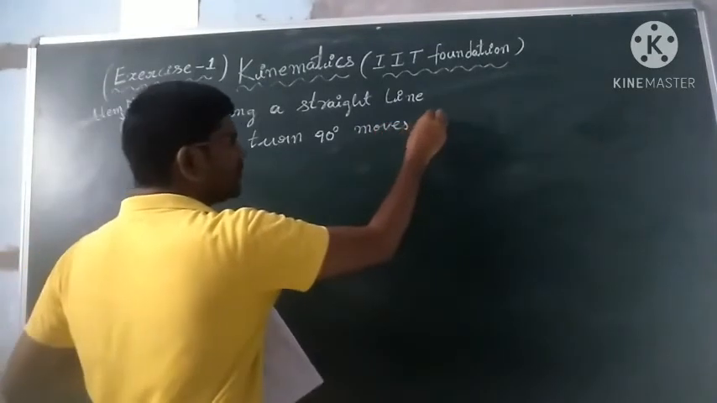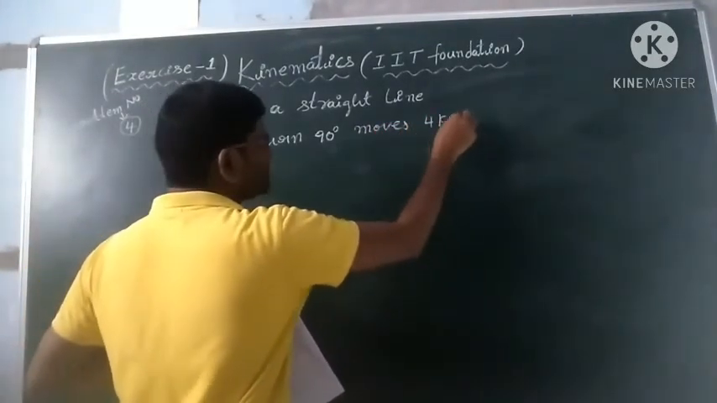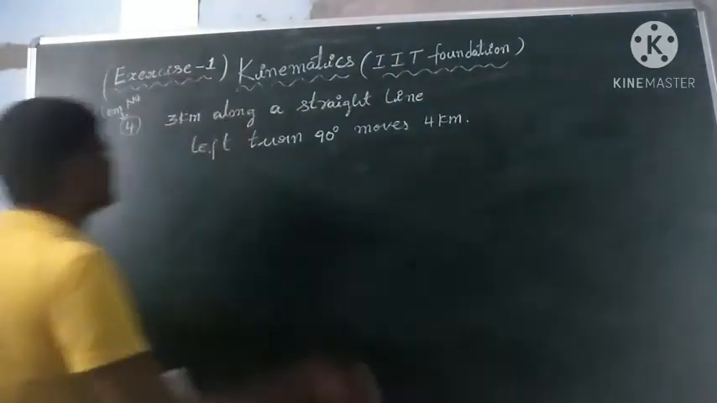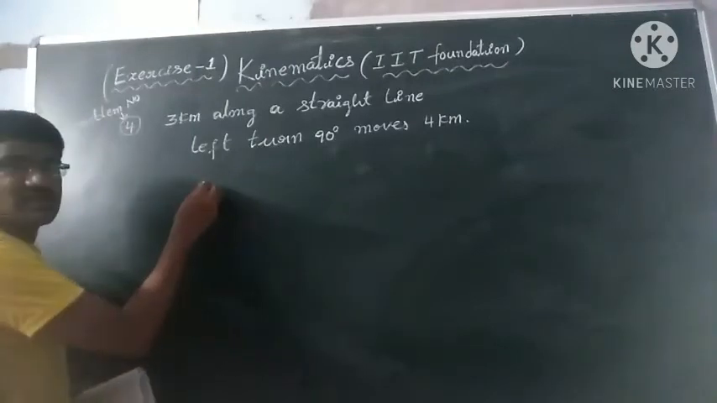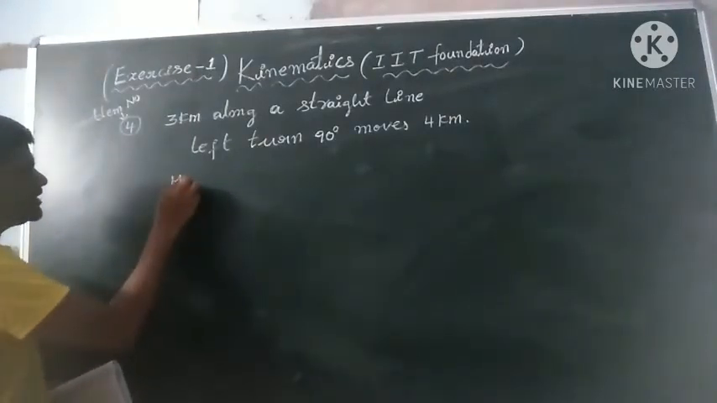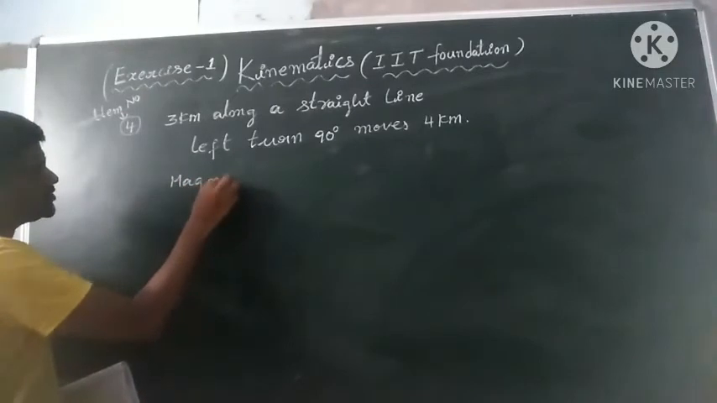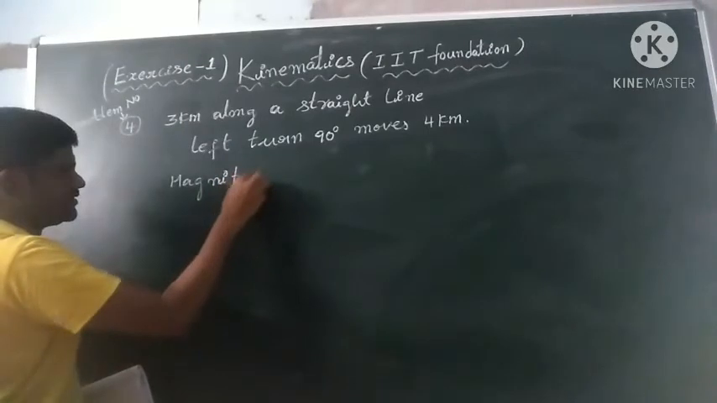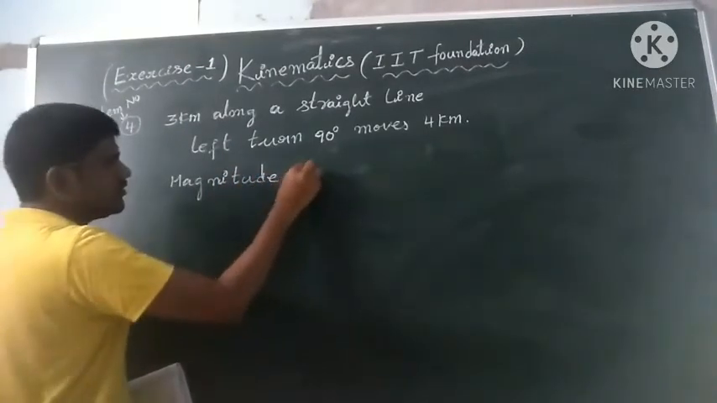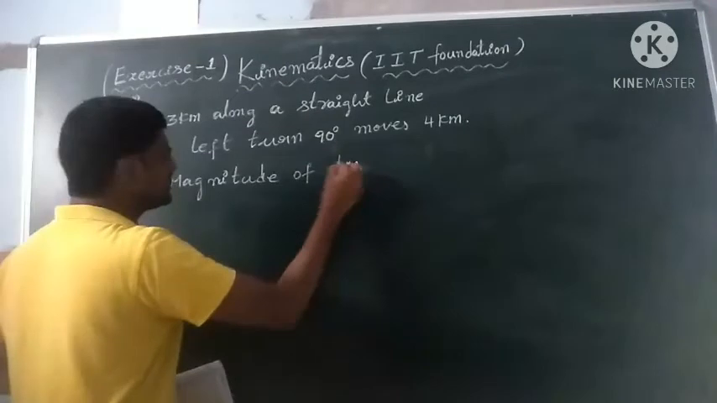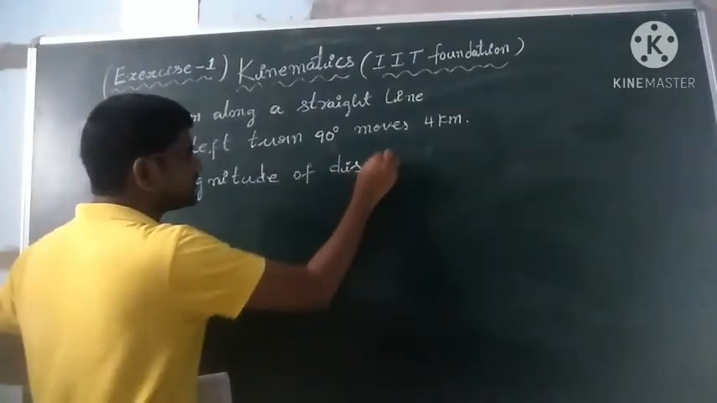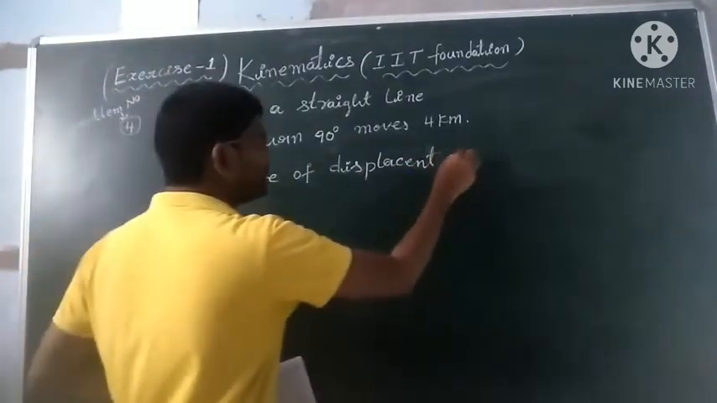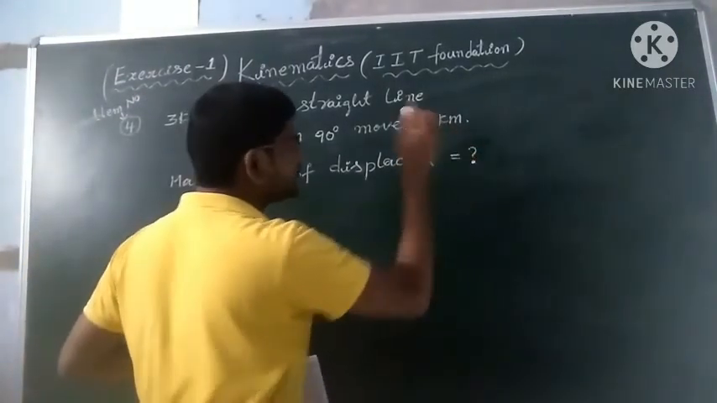So moves 4 kilometers. Find the magnitude of displacement. That's the question. So we have to find the magnitude of displacement. The question mark is the magnitude of displacement. This is what we are going to find.